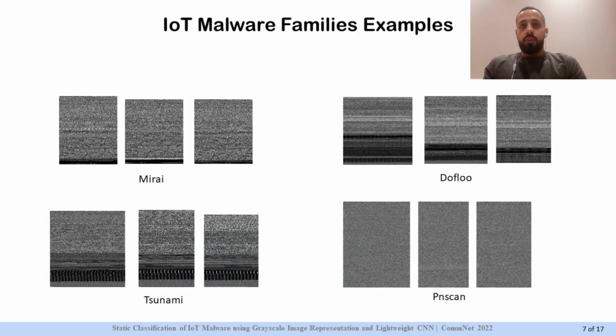And this is a representation of different IoT malware families. As you can see, the image representation of the malware gives more information about the anatomy of the binary. We can see clearly that most of the malware from the same family share the same patterns. Even if the attacker used some technique like obfuscation, the general view of the image will stay the same.